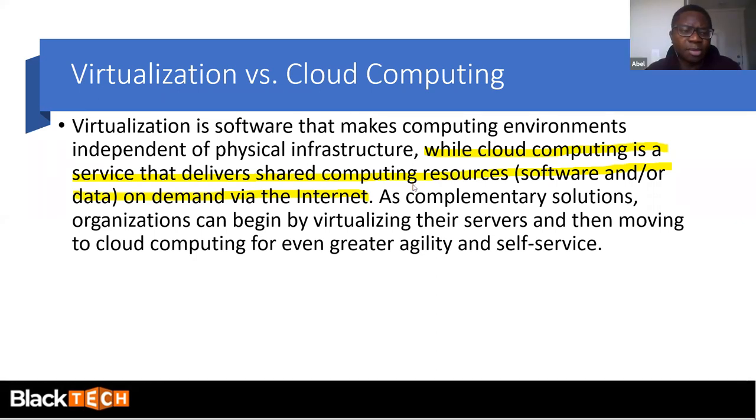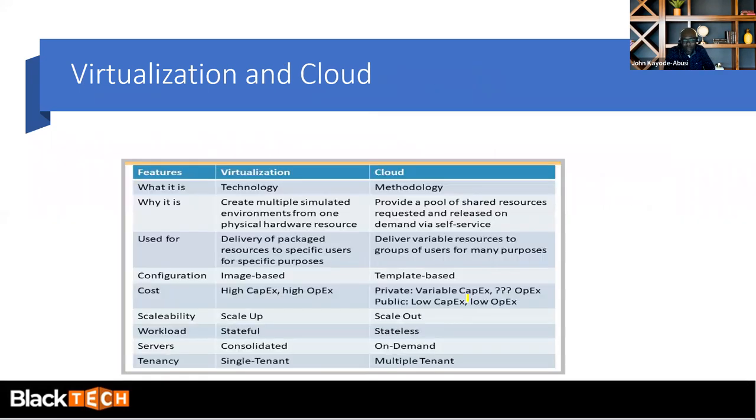Good. So as a complementary solution, organizations can begin by virtualizing their servers, and then move to cloud computing for even greater agility and self-service. When you talk about agility here, we just want to be fast. We just want to be flexible. We just want to move very fast and do things iteratively, and not necessarily be stuck for one reason or the other. Okay.